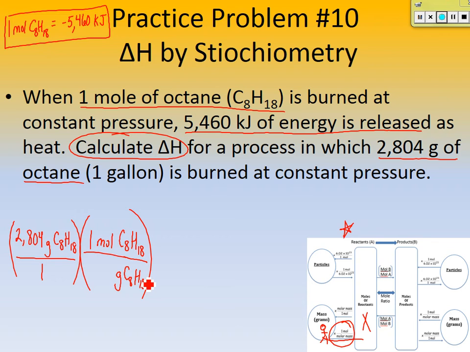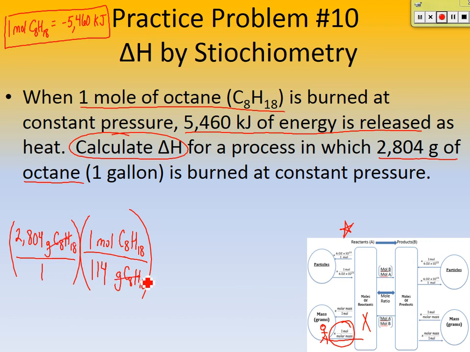So let's calculate what the molar mass of octane will be. Carbon is 12, but we have 8 of them. So 12 times 8 is 96. Plus we've got 18 hydrogens. And if you add that together, I get the molar mass of 114. So that means that 1 mole of octane has the mass of 114 grams. Well, we've got way more than just 1 mole. We've got 2,804 grams. So I'm hoping you're thinking to yourself, we're going to release a lot more energy than just this 5,460, because we have more grams than 1 mole. All right, let's see what it comes out to be in the end.